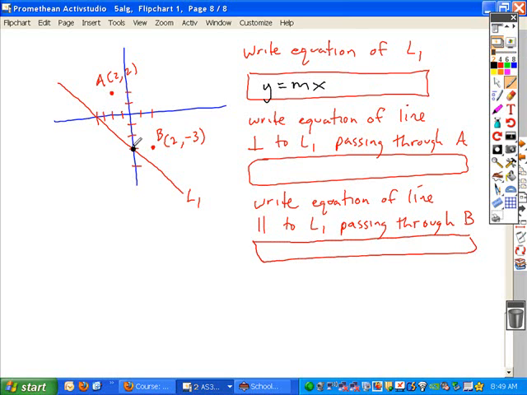1, 2, 3. Here's our y-intercept. So we know that this is y equals mx minus 3. And we can also replace the slope. And we can do that by counting rise over run.